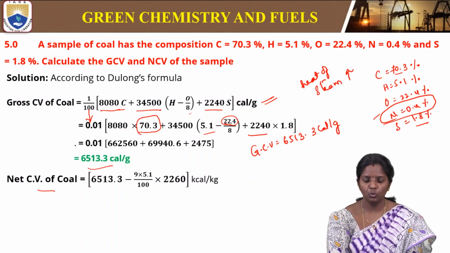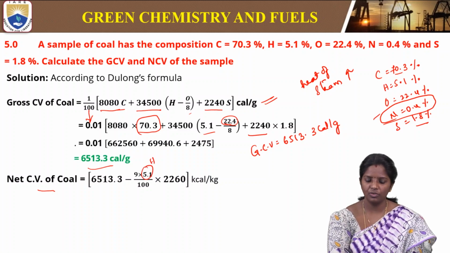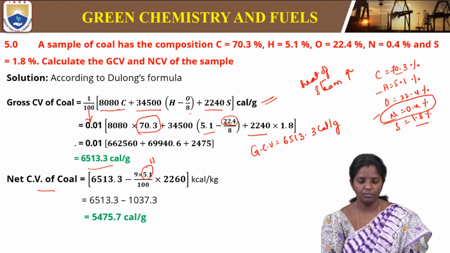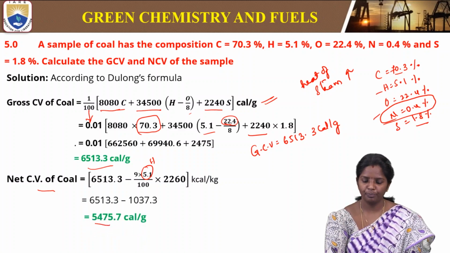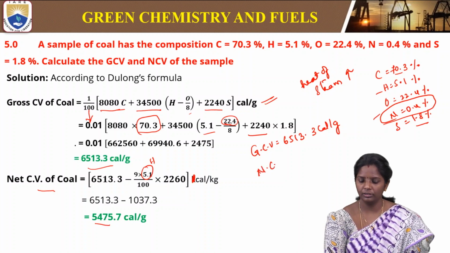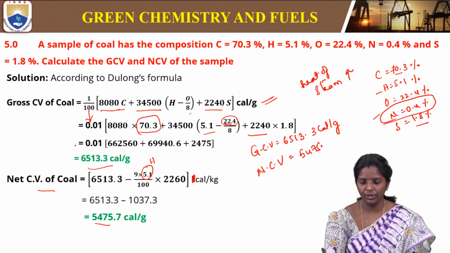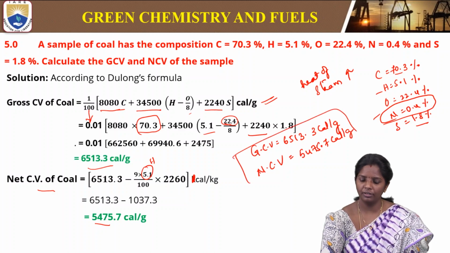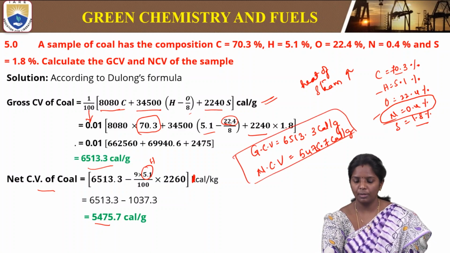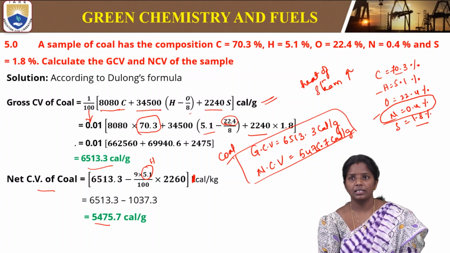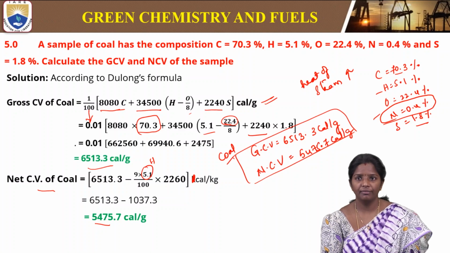Okay, so now substitute in the net calorific value formula, GCV minus 9 into H by 100 into 2260. So this is the H value, hydrogen 5.1. Substitute in this and after simplification, this is not kilocalories, so net calorific value is equal to 5475.7 calorie per gram. So these are the gross and net calorific values for this coal sample. So the solid fuel coal sample has these GCV and LCV values.